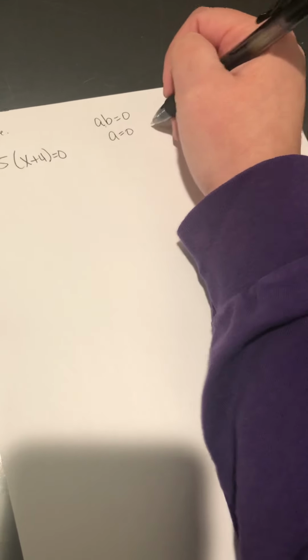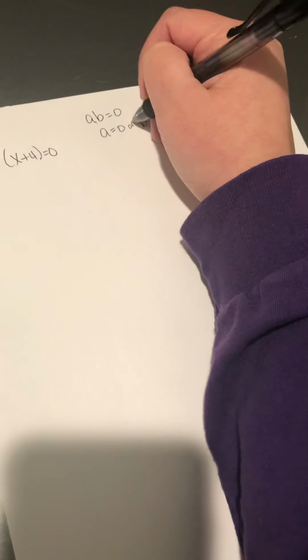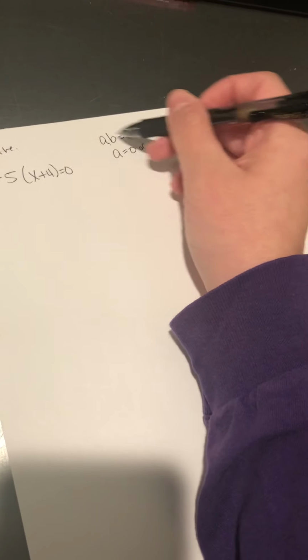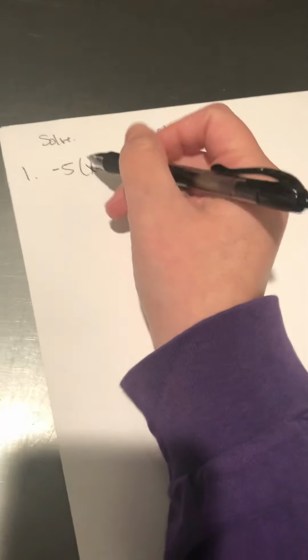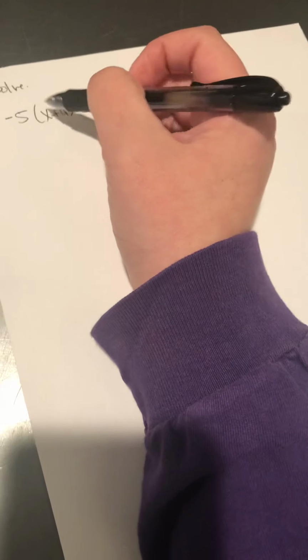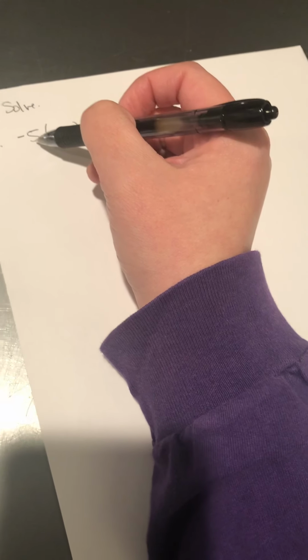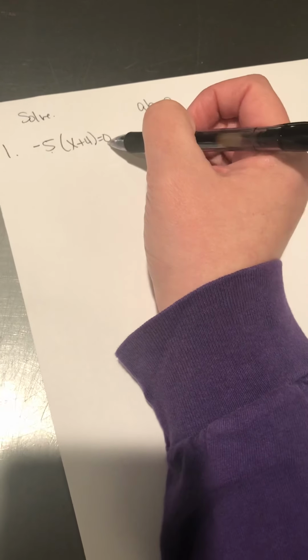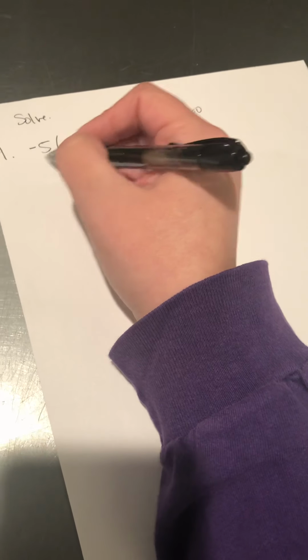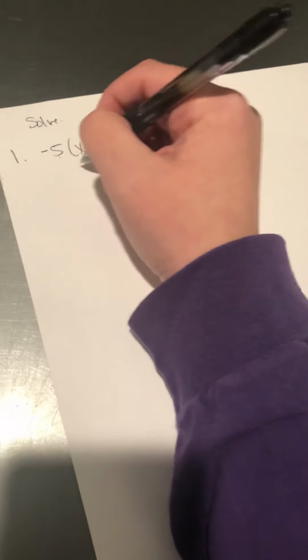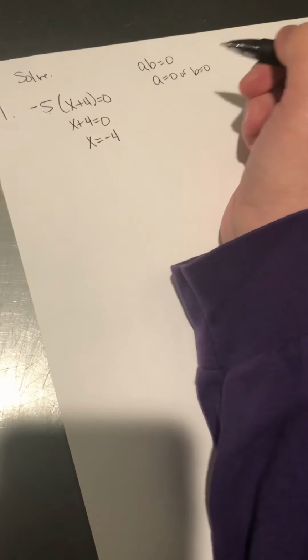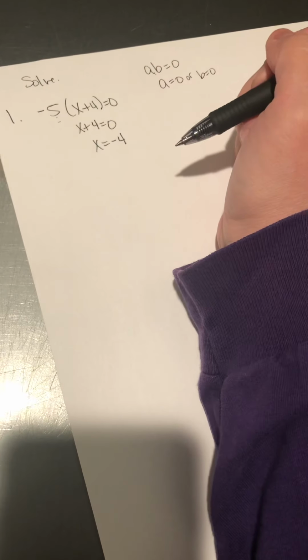But anyways, if you have a product that's equal to zero, then either the A, like in this case, would have to be zero, or the B would have to be zero. One of those would have to be zero, because the only way to multiply and get zero is if one of those is zero. So for solving this, you have -5 times x plus 4 equals 0. Well, -5 can't be 0, which means that the x plus 4 would have to be 0. So x would have to be -4. That's the only way that this product would be equal to 0.